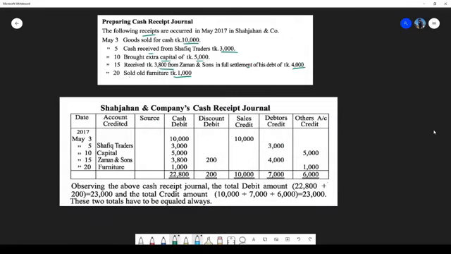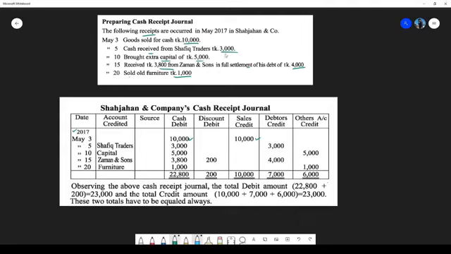So let's have a look at the solution. This is the heading, and it is 2017. So let's write it that way. May 1st, goods sold for cash 10,000 taka. So you got cash, that's cash debit 10,000 taka, and similarly you made some sales, right? So sales account credit 10,000 taka.